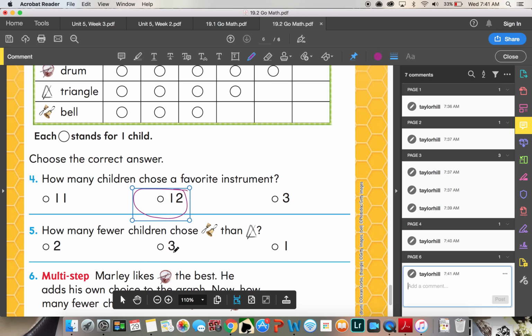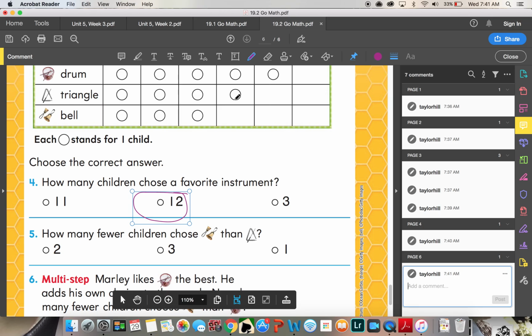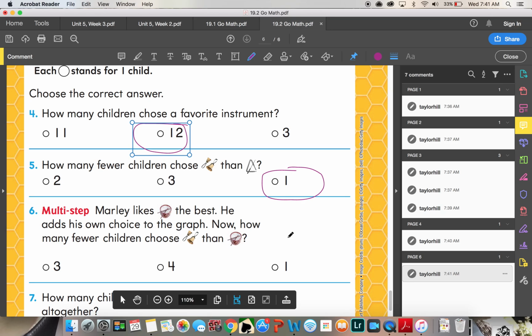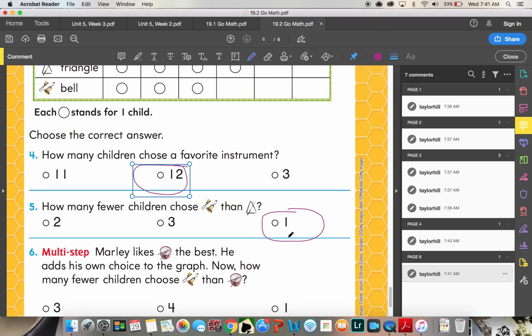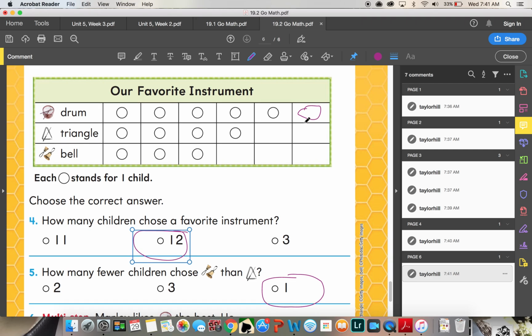How many fewer people chose bells than triangle? So there are 4 triangle, 3 bell. So 4 minus 3 equals 1. Marley likes drums the best. Now he adds his own choice to the graph. Now how many fewer choosers chose bells than drums? So if Marley adds his, then that means we have 6.